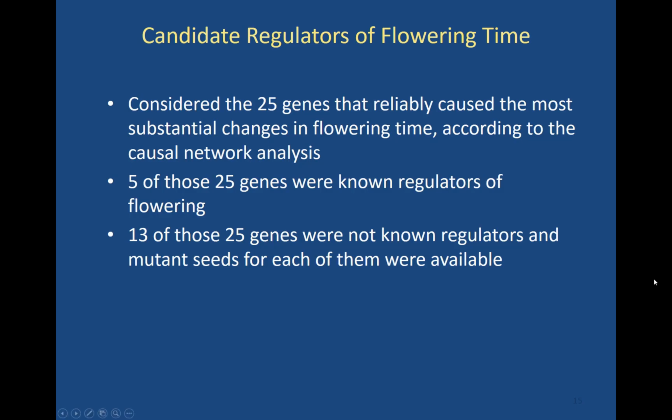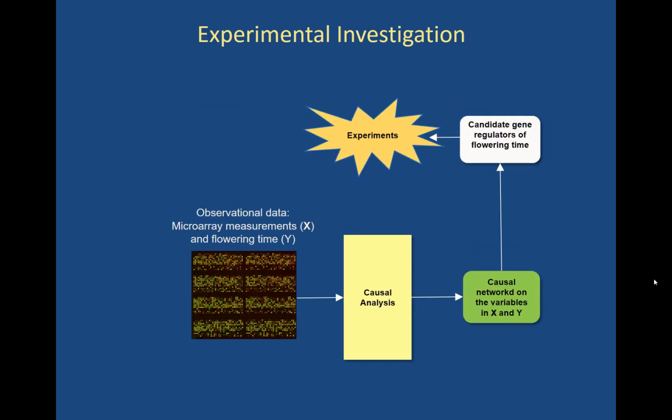So what happened? Well, we got 25 genes that we took as candidates, and we thought which of these would reliably cause substantial differences in flowering time. Well, luckily 5 of those 25 were already known as regulators of flowering. So far, so good. And then 13 of the 25 that were not known regulators, we had mutant seeds, and we tried to test which of those would actually delay flowering or increase flowering.